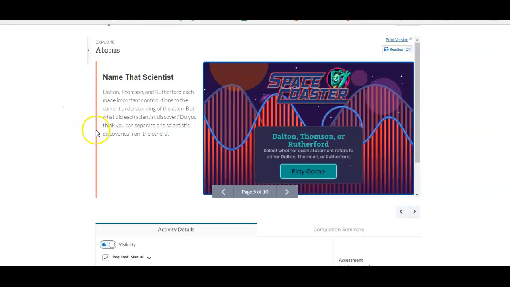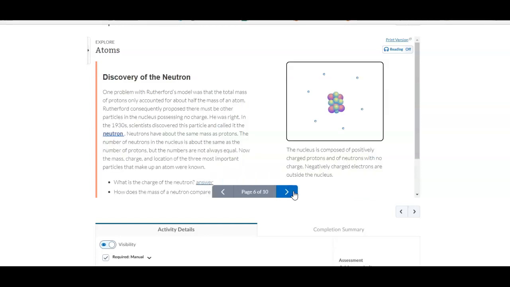And then here's a little game that you can play. Dalton, Thomson, and Rutherford each made important contributions to the current understanding of the atom. But what did each scientist discover? Do you think you can separate one scientist's discoveries from the other? So this will be a great game for you to go back through and just see if you're able to distinguish between those scientists' discoveries.